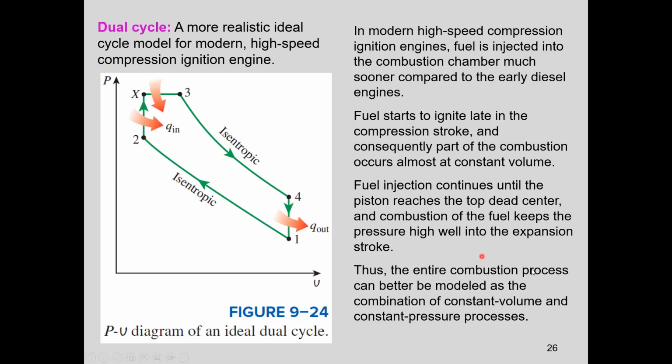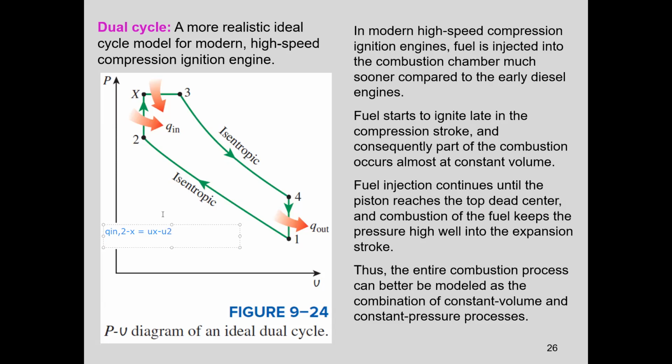So how do we analyze this cycle mathematically? It is easy. From 2 to X, Q in. So Q in during process 2X is equal to, what is the formula? It's the constant volume heat addition, so there is no boundary work. So it is equal to UX minus U2, right? Very easy.